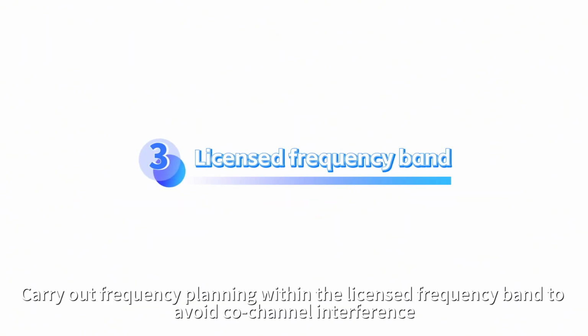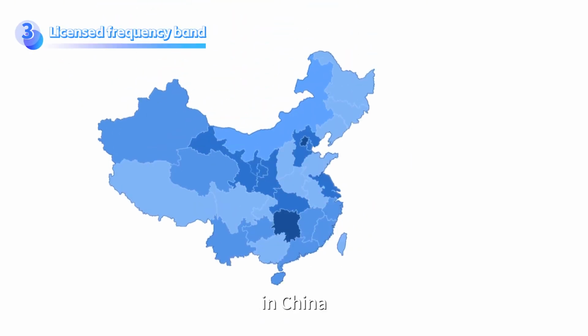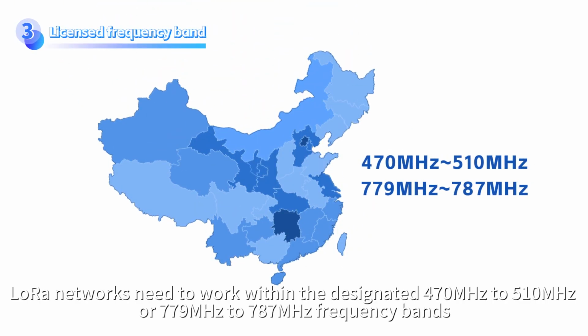3. Carry out frequency planning within the licensed frequency band to avoid co-channel interference. For example, in China, LoRa networks need to work within the designated 470 MHz to 510 MHz or 779 MHz to 787 MHz frequency bands.